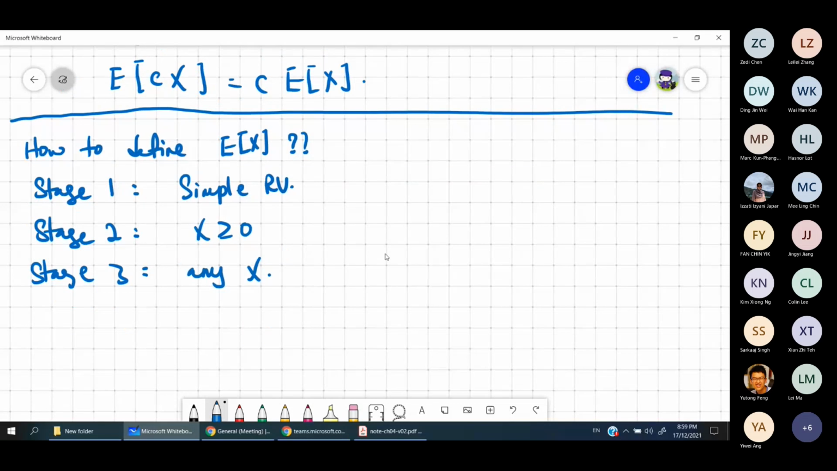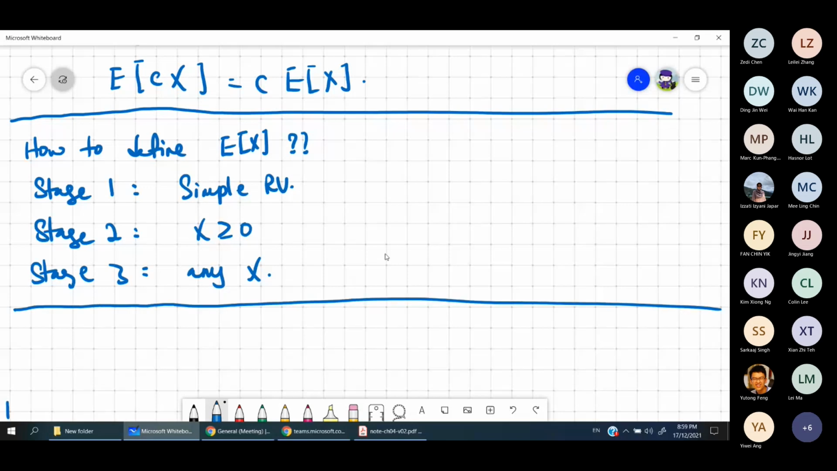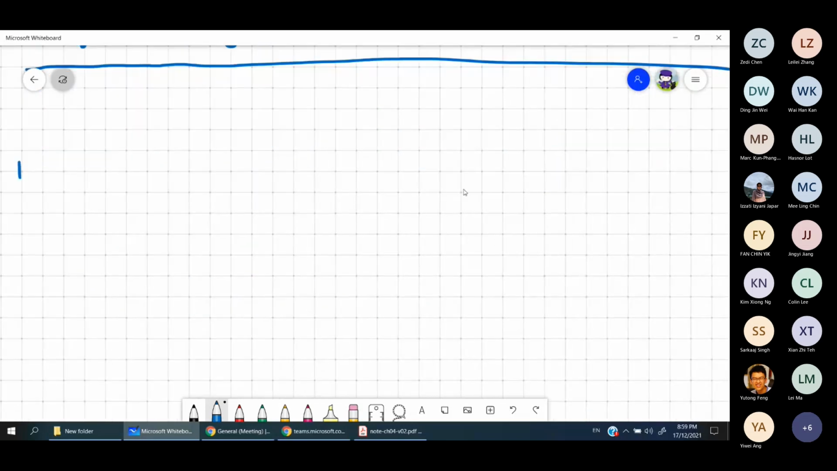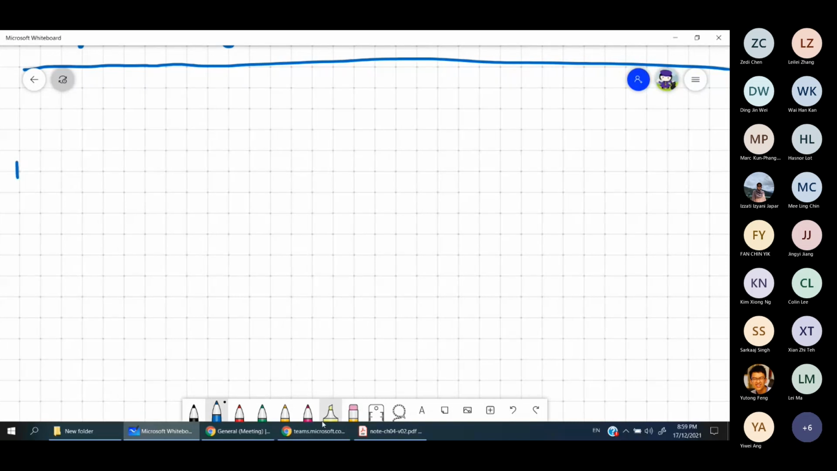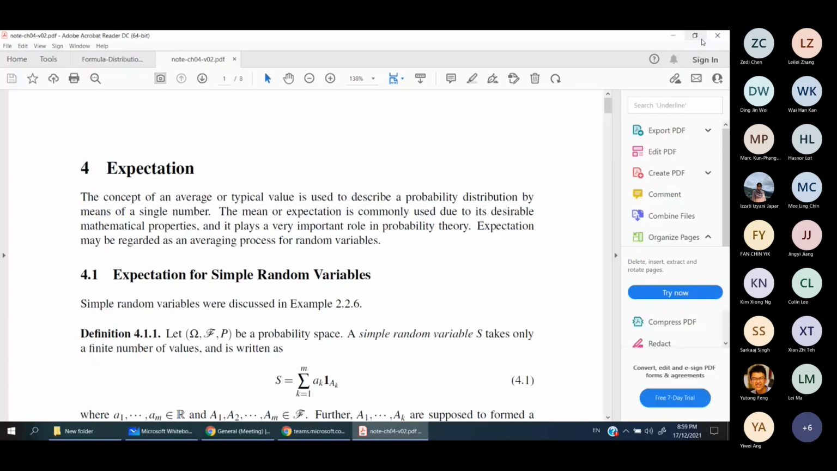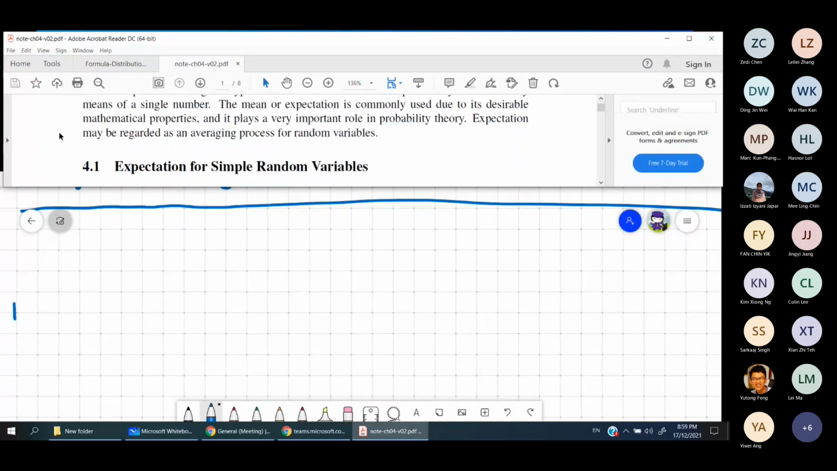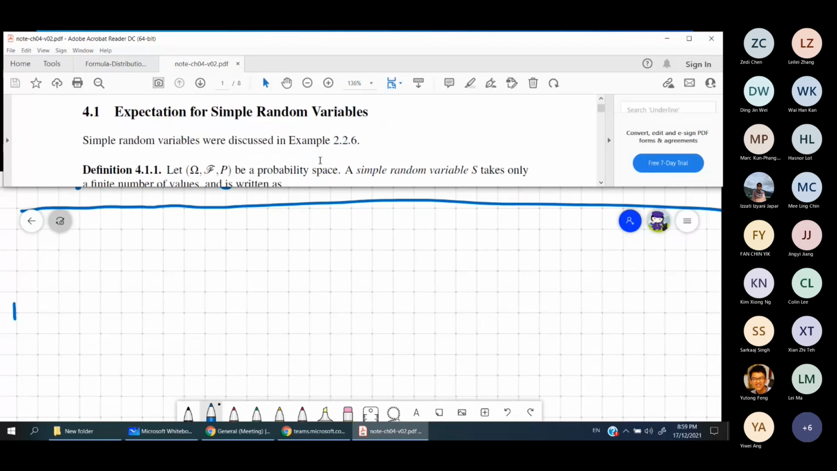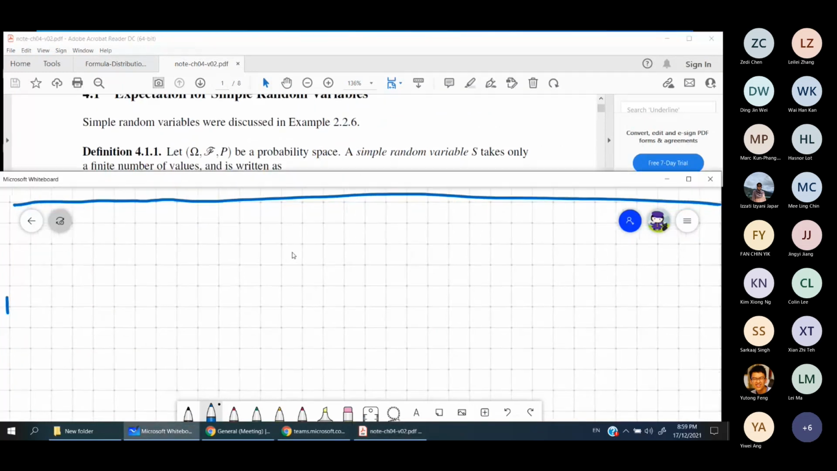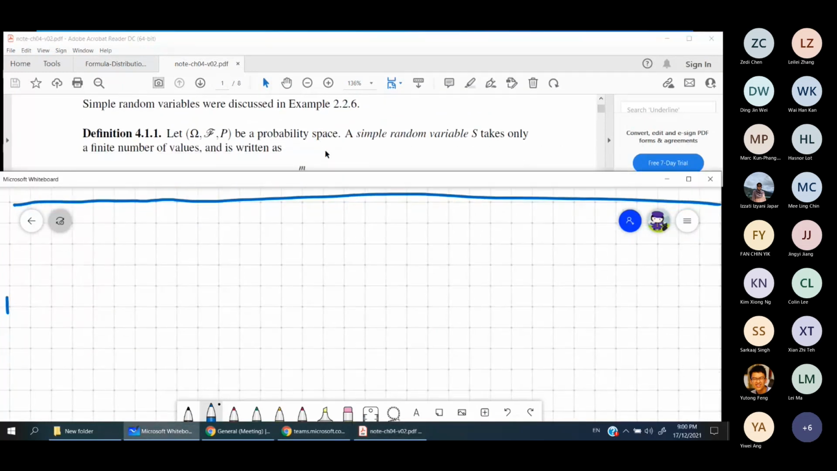So I hope you can follow the flow for this chapter. All right, so let's see whether we follow this. Okay, I will stick to the point.